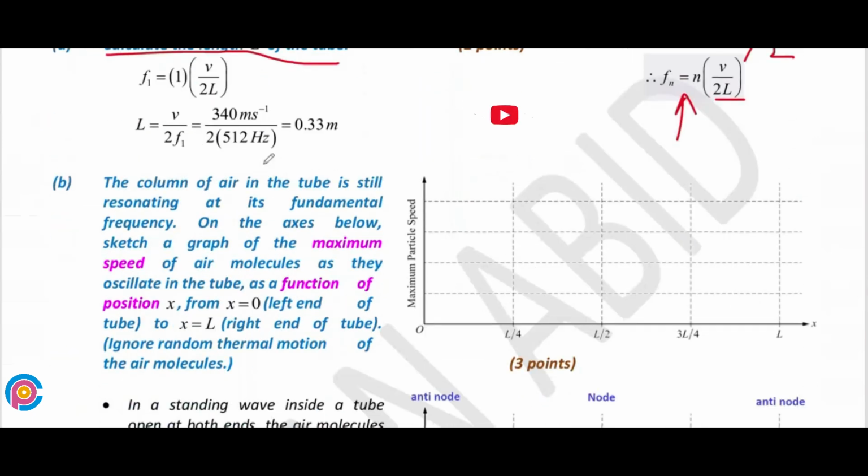Now the next part of the question. The column of air in the tube is still resonating at its fundamental frequency. On the axis, sketch a graph of the maximum speed of the air molecules as they oscillate in the tube as a function of position x, from x equal to 0 to the right where x is equal to L. Ignore the random thermal motion of the air molecules.